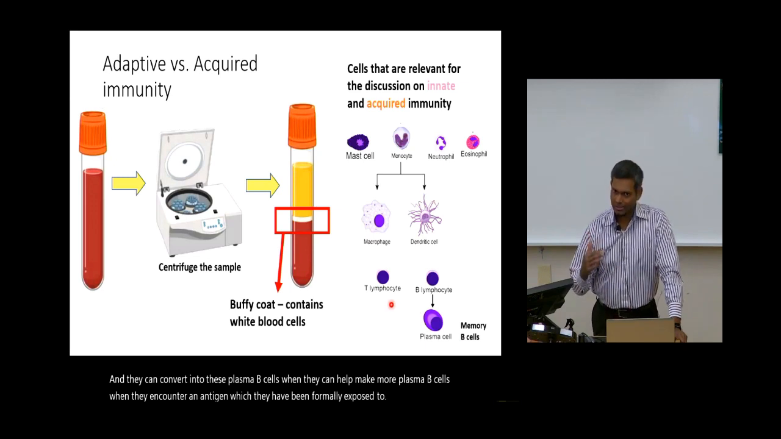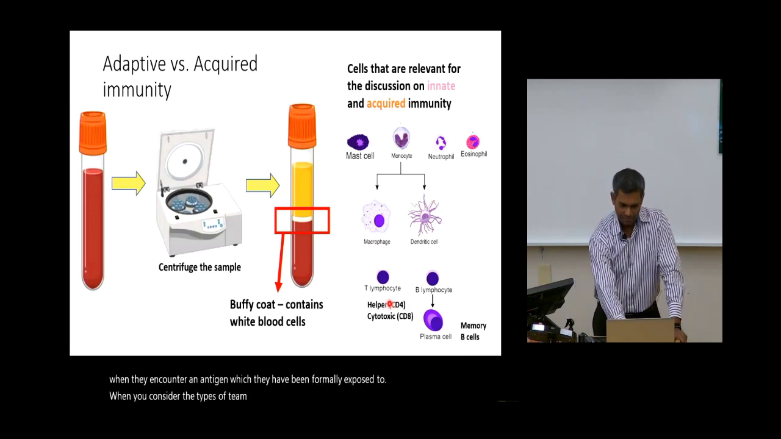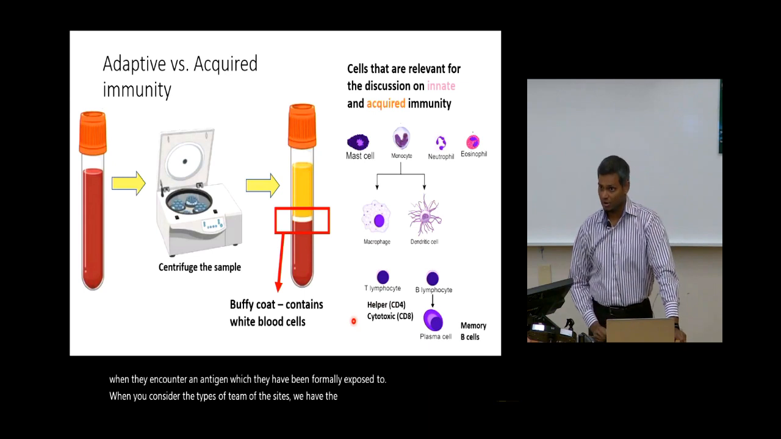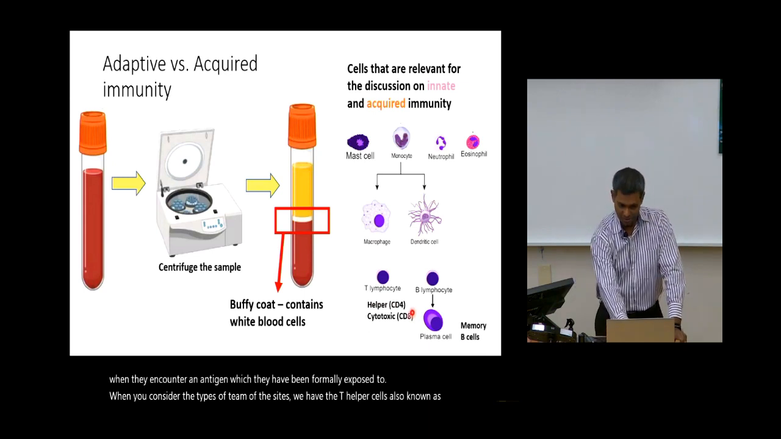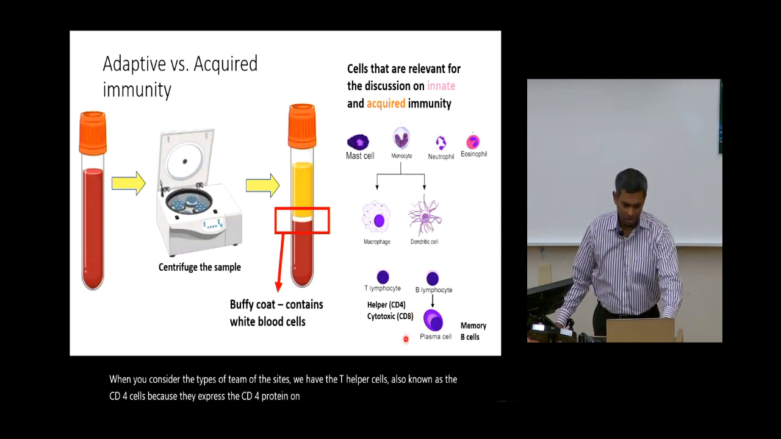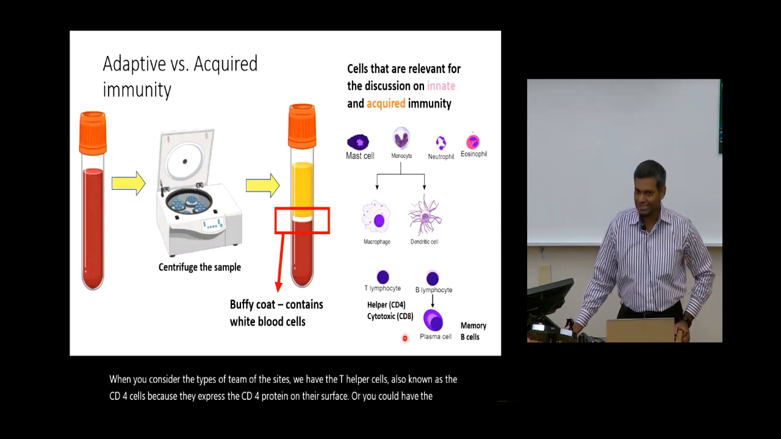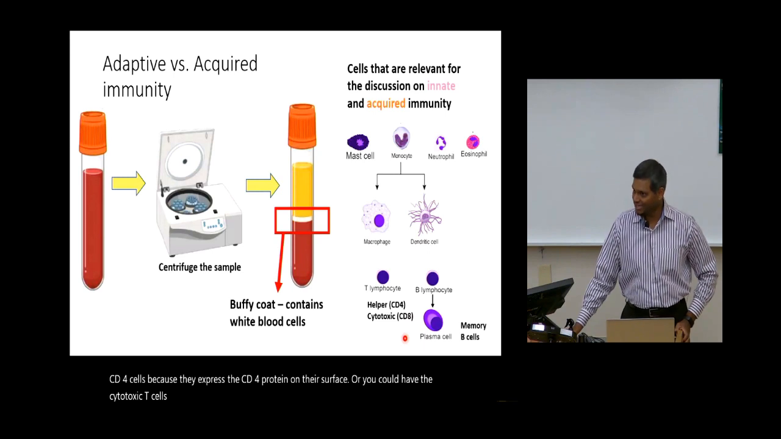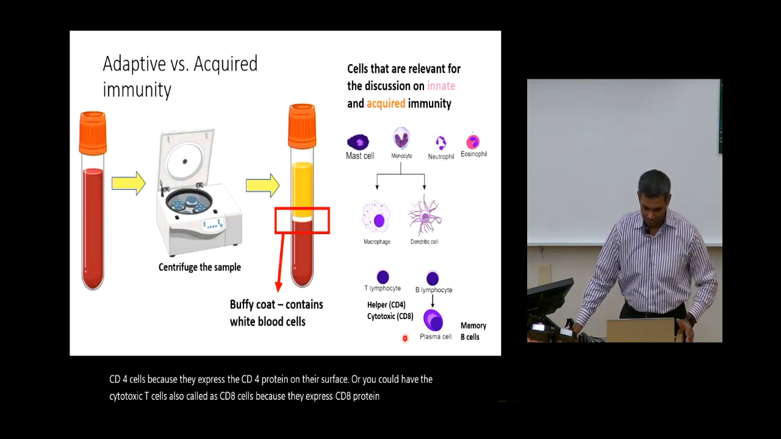Now when you consider the types of T lymphocytes, we have the T helper cells, also known as the CD4 cells because they express the CD4 protein on their surface, or you could have the cytotoxic T cells, also called CD8 cells because they express CD8 protein on their surface.